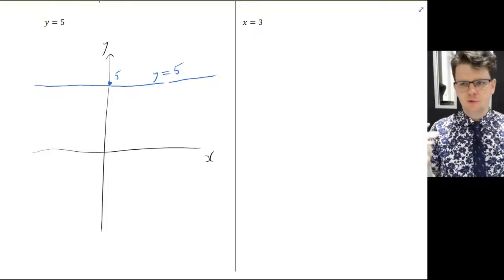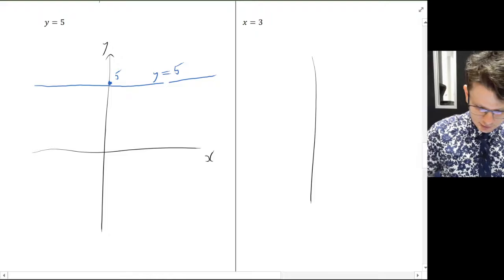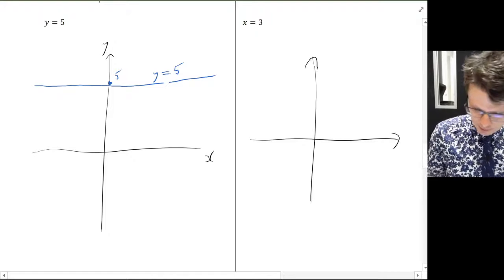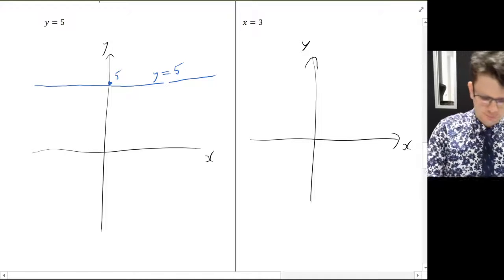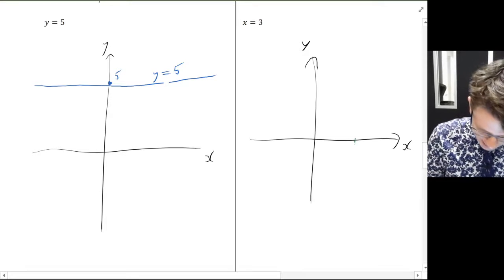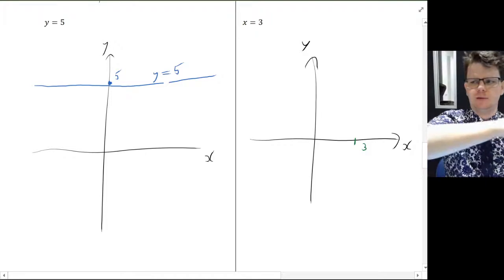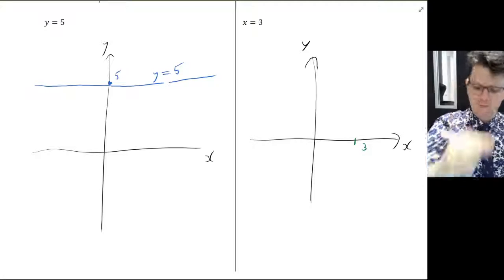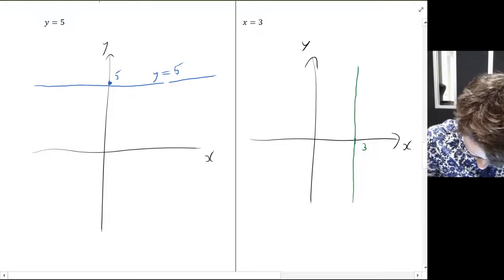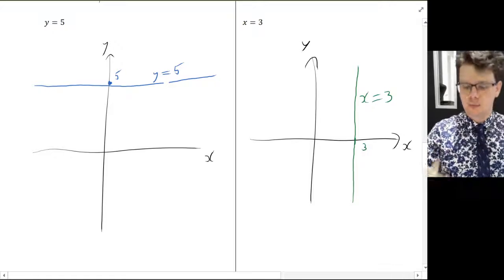Same thing for the next one. Do you want to have a go yourself? Pause the video, have a crack. But otherwise, draw up my axes. Same question. Where is x equals 3? Well, on the x-axis, 3 is about here. And once again, question, is it horizontal or vertical? Well, if it's horizontal, it's the entire x-axis, so why did it matter that it was x equals 3? Has to be vertical. x equals 3. And that is how we sketch lines.